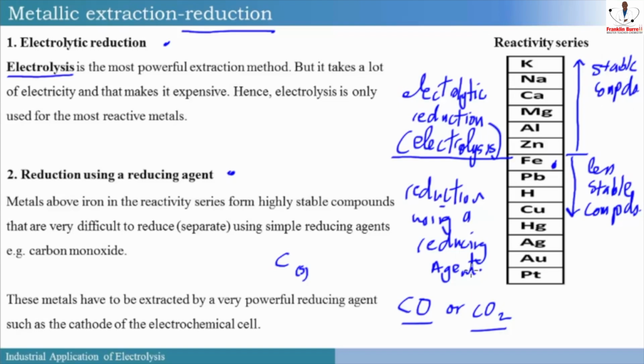Those below are separated using a less powerful method called reduction using a reducing agent, because they form less stable compounds. What are some examples of a compound that can be separated using electrolysis, or an example of a compound that can be separated by a reducing agent?